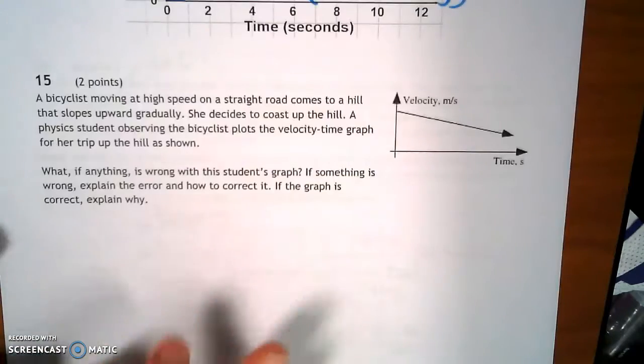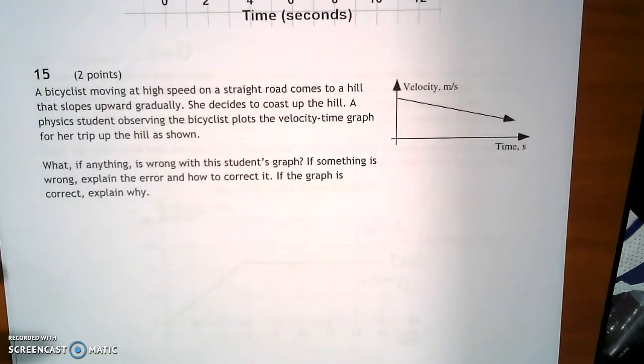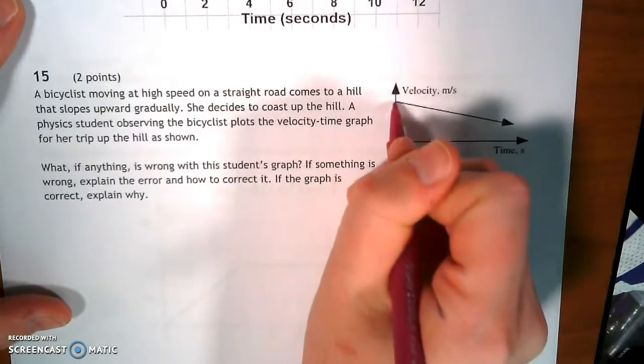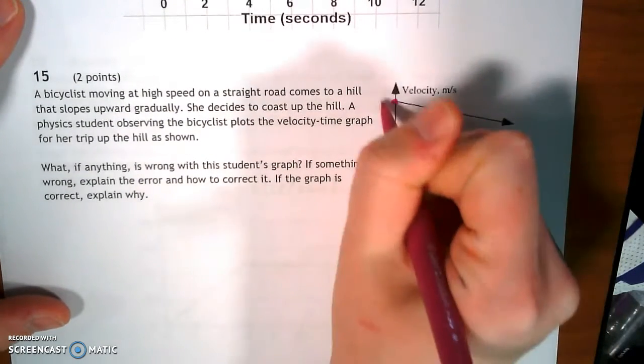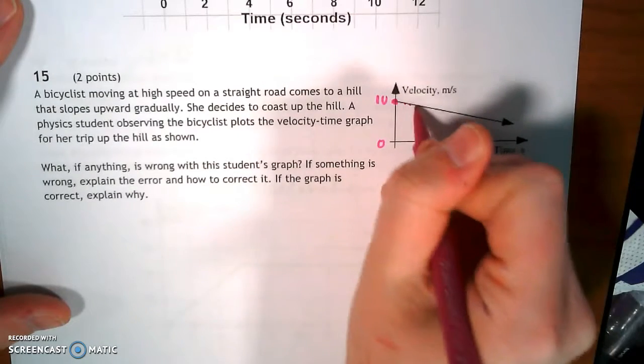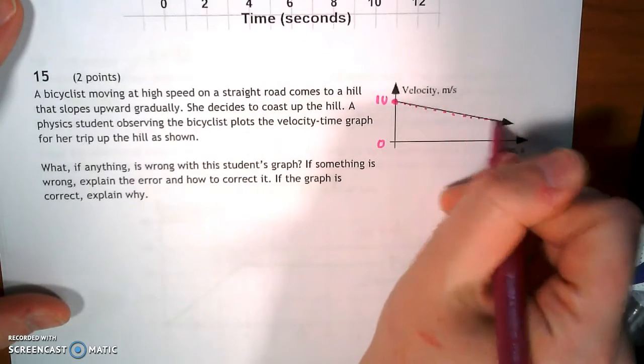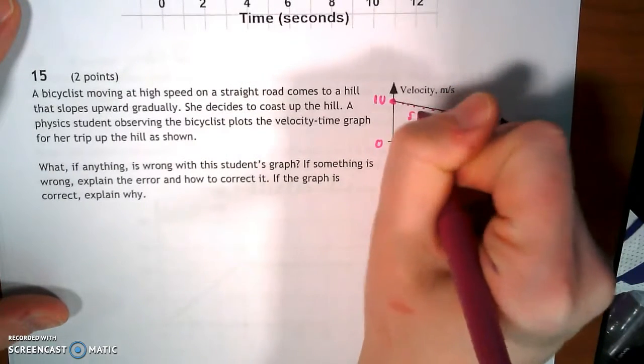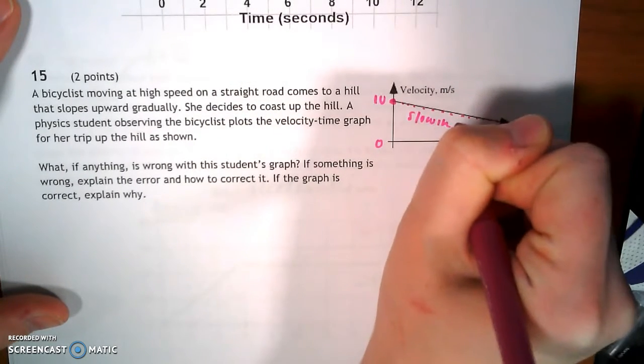All right. And then my very last question here. Bicyclist moves up a hill. Before I even read the rest of the problem, I'm going to look at my graph and see what does it say. It says that I'm starting at a big velocity here, and as time goes by, my velocity is getting lower, lower, lower, lower, lower. So this does mean that I'm slowing down.